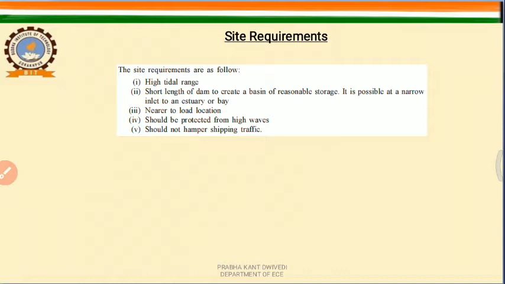The other requirement is that it should be nearer to the load location, so that it becomes easy to supply the electricity generated from this power plant. It should be protected from high waves, meaning tsunami-like phenomena, and it should not hamper shipping traffic, meaning this plant should be located somewhere where it does not restrict shipping purposes.